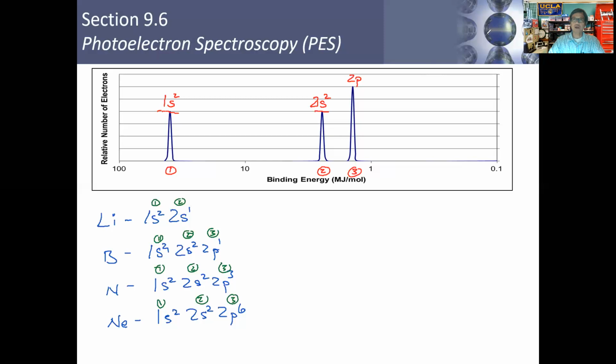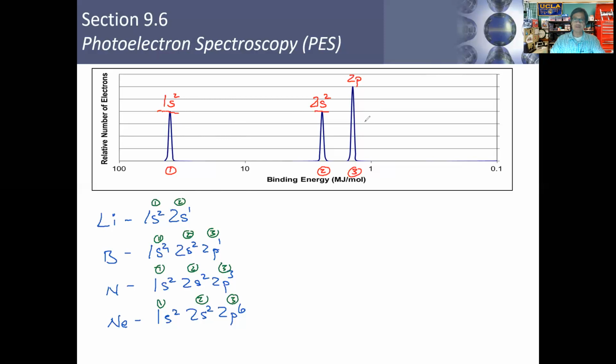Okay, all right. Let's just say that if this spectrum is supposed to represent boron, each one of these peaks represents 2 electrons. If you look at boron, boron has only 1 electron in the 2p orbital.